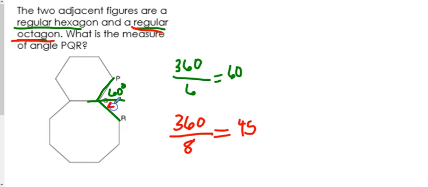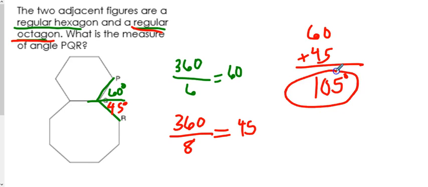And now that we have them both, we just want to add them together, and we will get 105 degrees by adding them together. Here, I'll show that too. 60 plus 45. And 105 degrees would be the measure of angle PQR. If you have further questions, please make sure you ask in class.